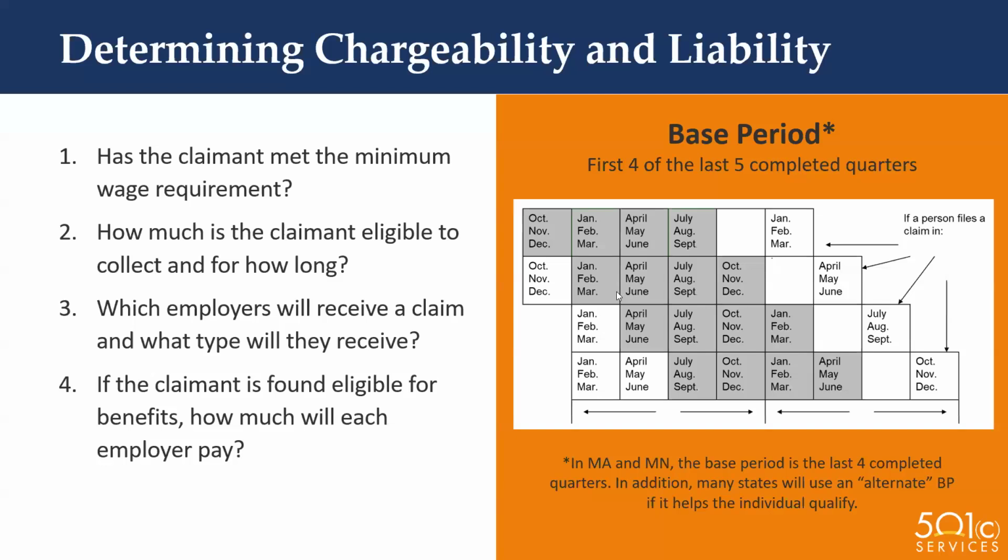So your base period right now, if someone filed a claim today, you're looking at calendar year 2024. So someone who left your company in February of 2024, you're still going to get a claim and potentially be liable for that claim, depending on your state, right?